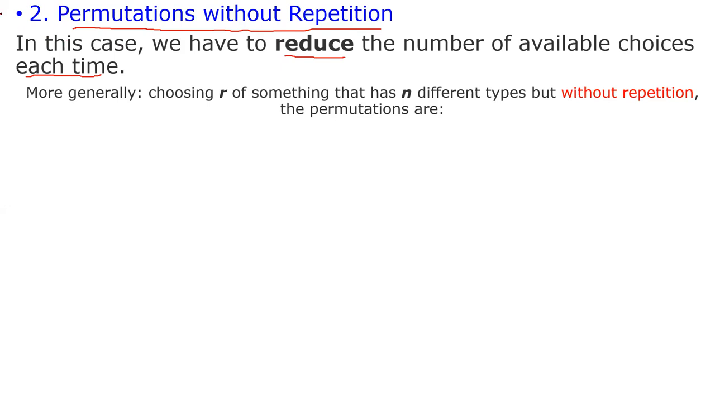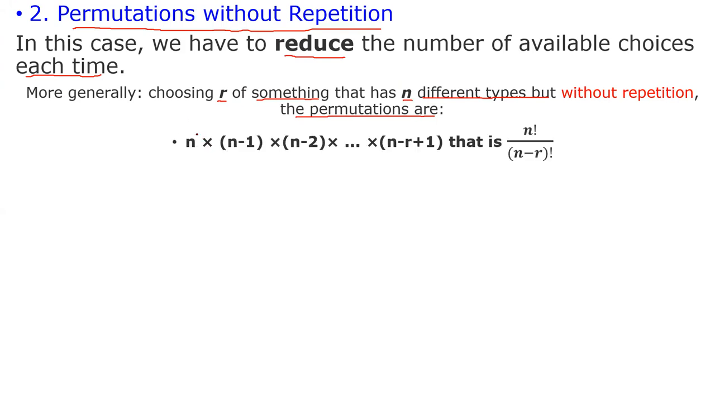More generally, choosing R of something that has n different types, but without repetition. The first time, how many choices do we have? The first time we have n choices. The second time, n minus 1, reduced by 1. Third time n minus 2, and for the r-th, n minus r plus 1. We get n factorial over n minus r factorial.